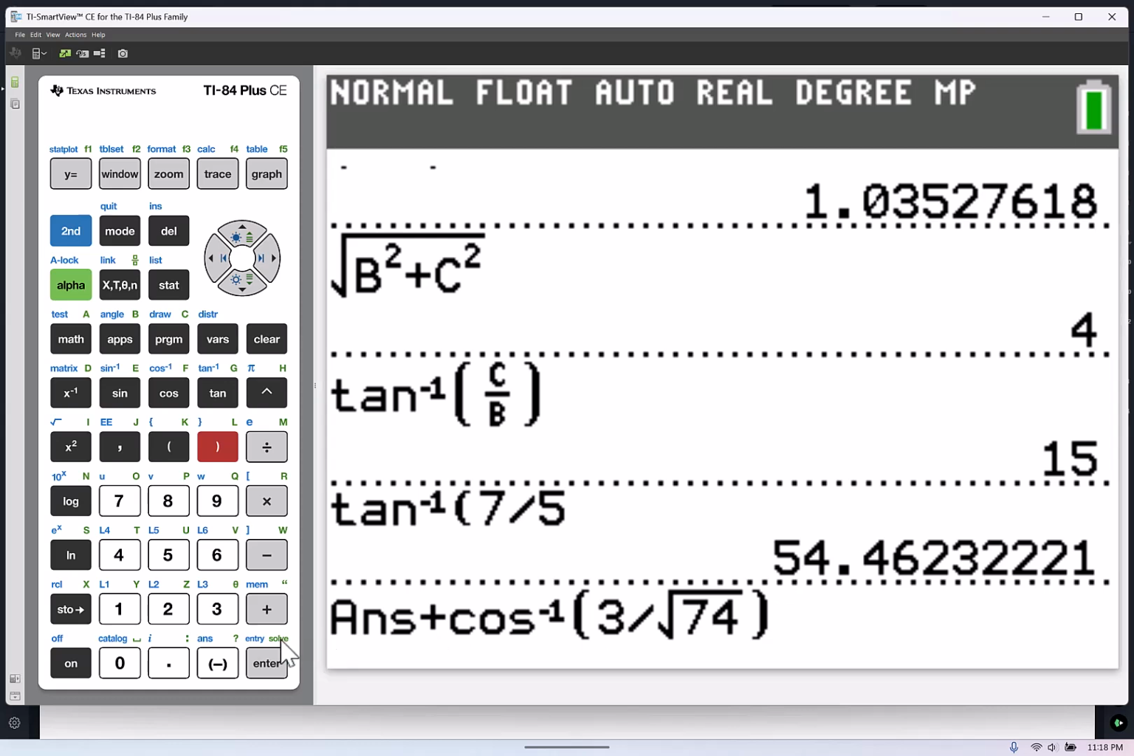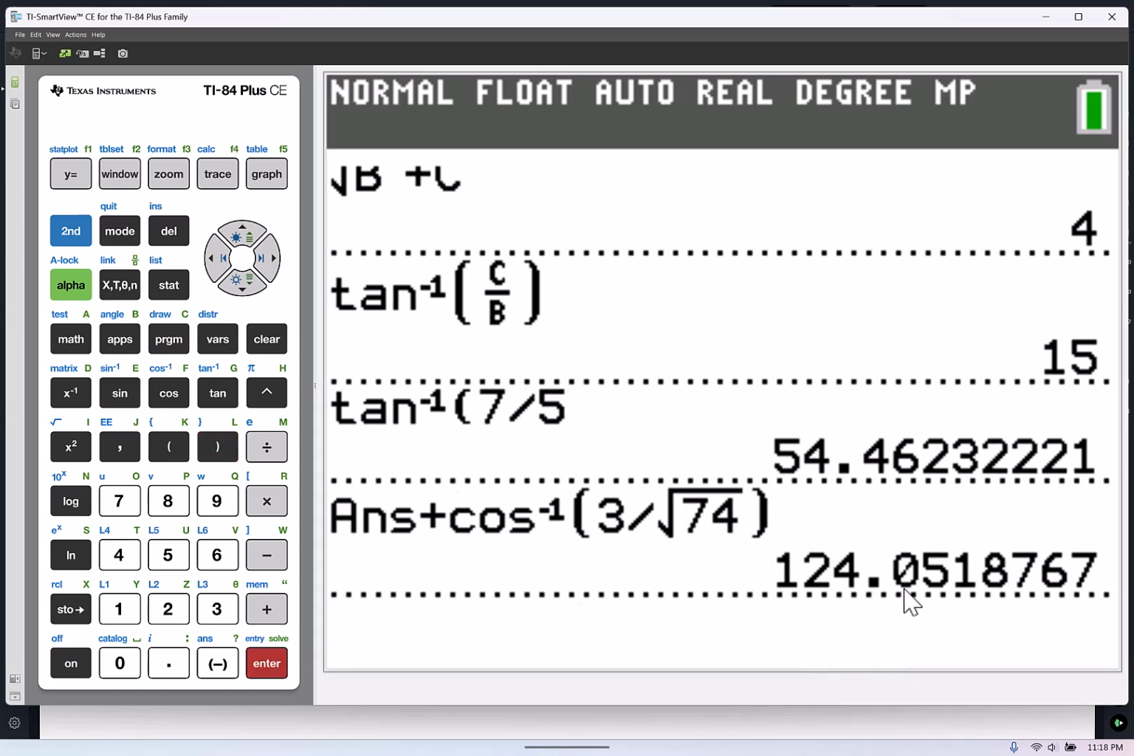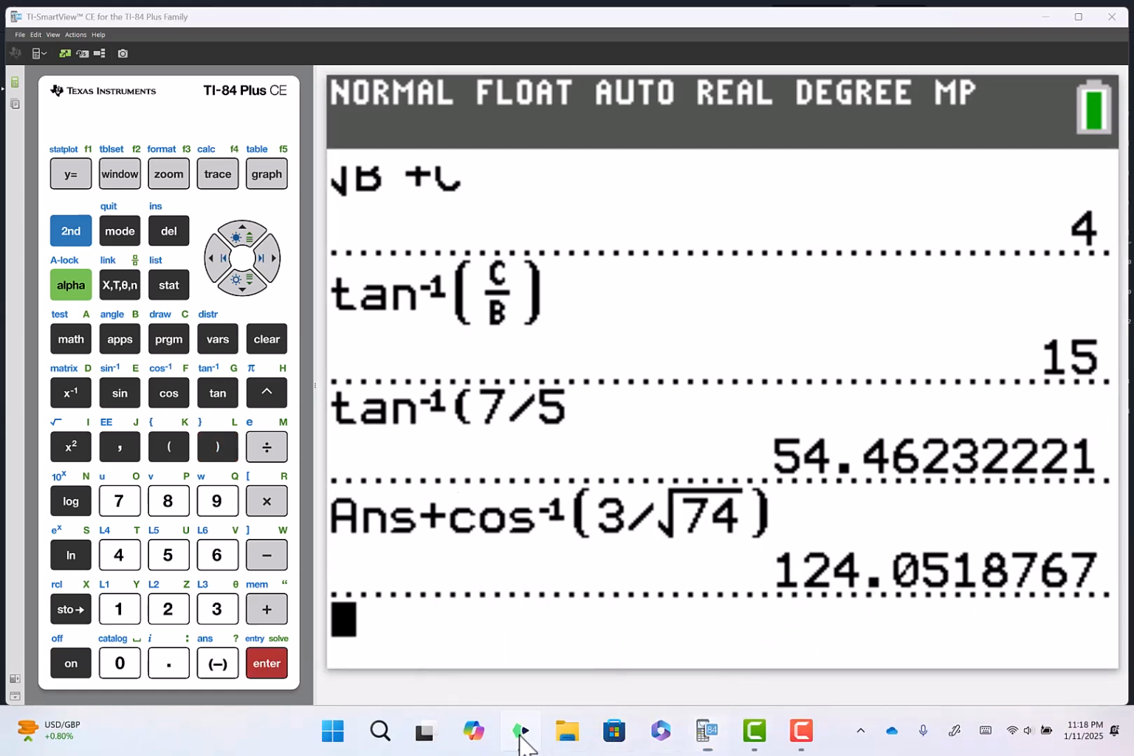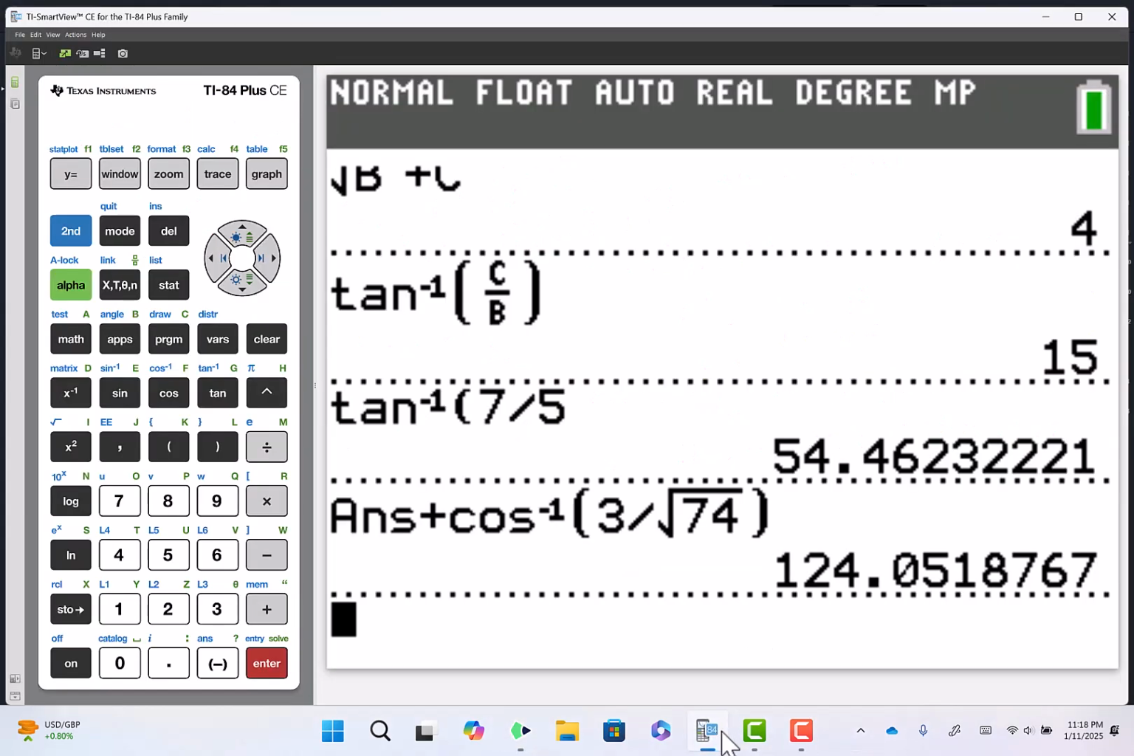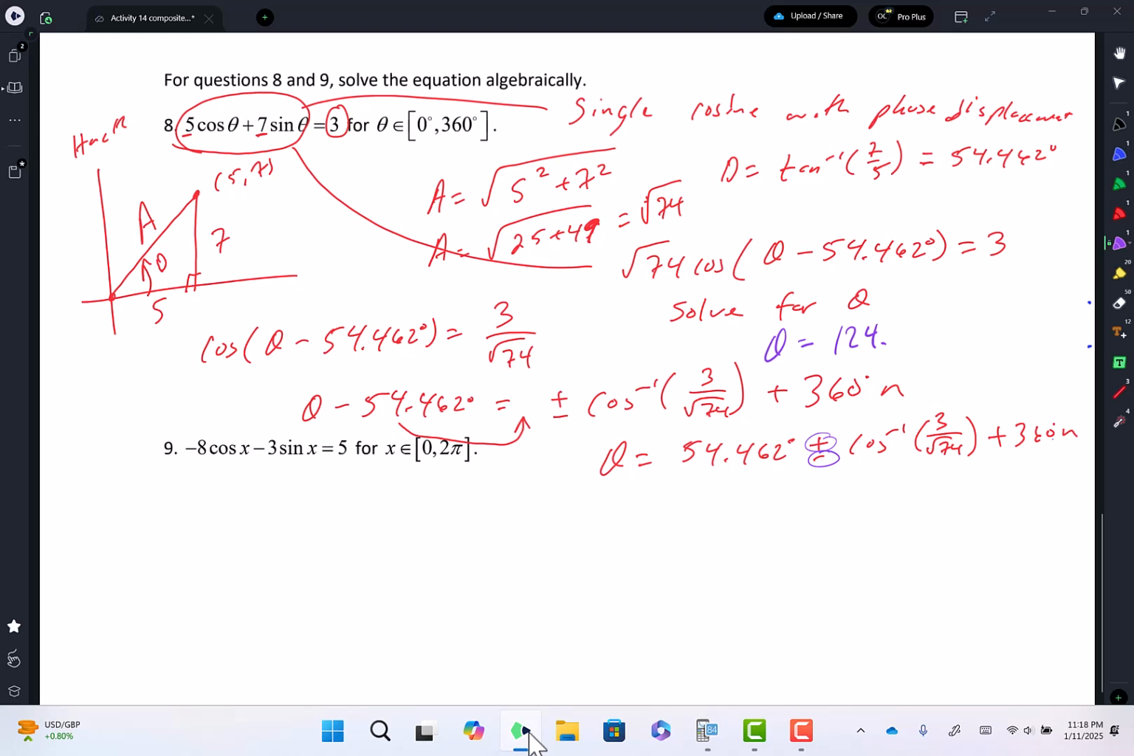So 54 point, so there it is. I'm going to push enter. 124, so that's one answer. So I'm going to go theta equals 124.0518 degrees if I truncate it. That's one, and I'm going to have one more. So I was going to write theta 1, theta 2, so I'll just put a comma.